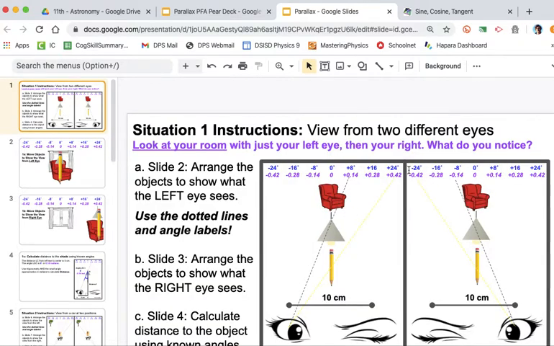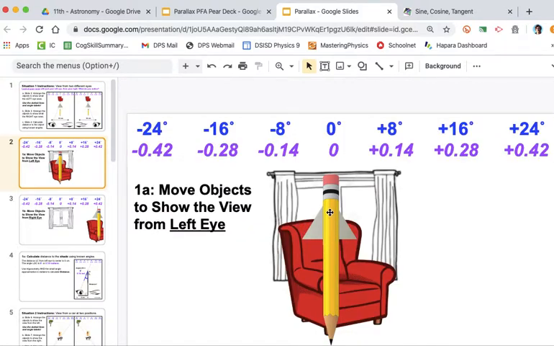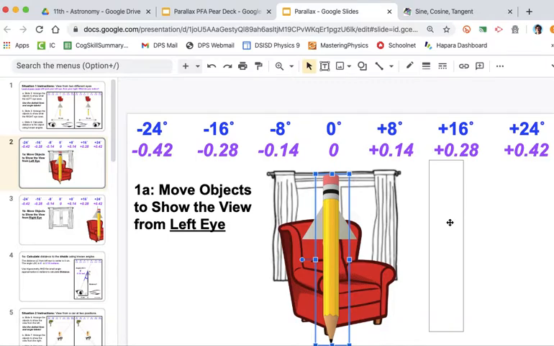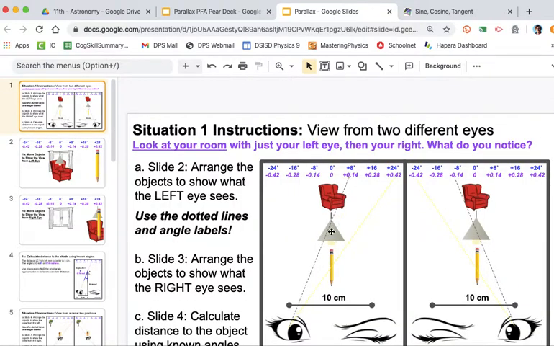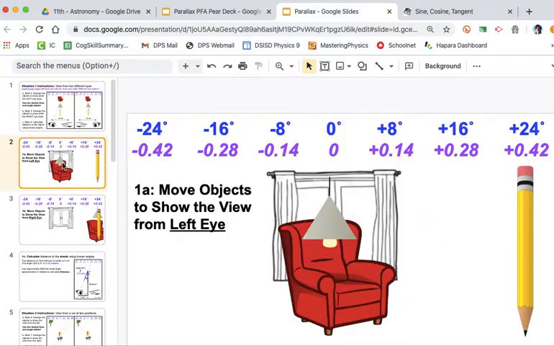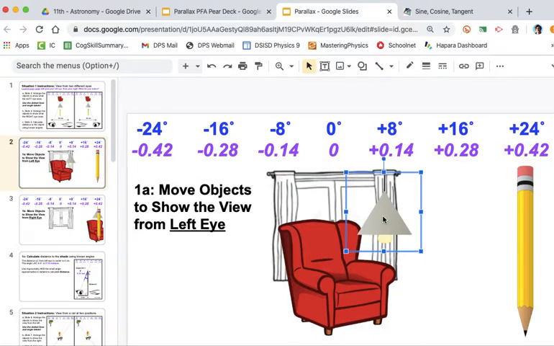And these dotted lines help us figure out how much we're going to see the object shift by. For example, this dotted line shows me I'm going to see the pencil at an angle of 24 degrees to the right. So I'm not going to see the pencil in the center. The pencil's going to be over here, 24 degrees to the right. I'm not going to see the lamp in the center either. I'm going to see it at 8 degrees to the right, so I can drag it over to 8 degrees to the right.